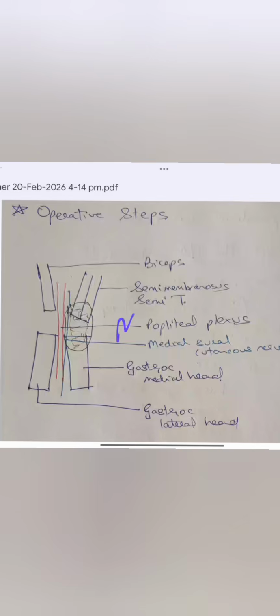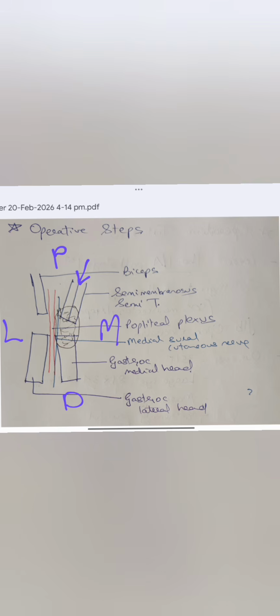Okay, so this is the medial part, this is the lateral part, this is the proximal, and this is the distal. Okay, so medially, this part is the popliteal region. Proximally are the hamstrings, semimembranosus, semitendinosus on the medial aspect. Laterally there is biceps. Going distally, this is the medial head of gastrocnemius, this is the lateral head of gastrocnemius.